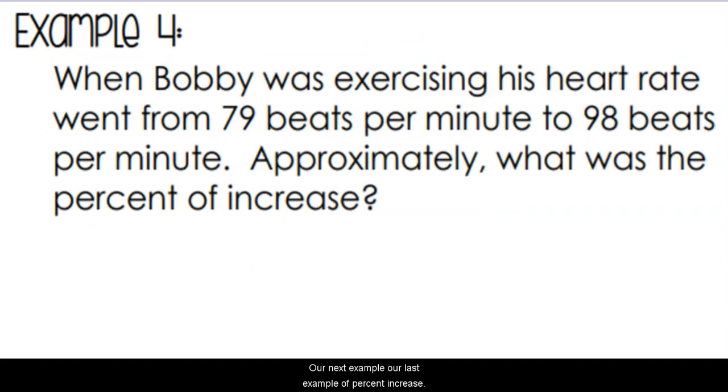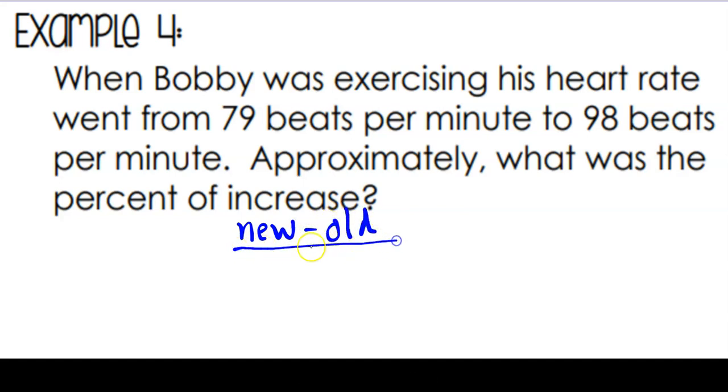Our next example, or our last example of percent increase. When Bobby was exercising, his heart rate went from 79 beats per minute to 98 beats per minute. Approximately what was the percent of increase? Okay, so we're calculating increase. It started at 79 and it went to 98. Again, we're going to use our formula, new, in this case heart rate, minus old over old. And we can't forget that multiplying by 100.